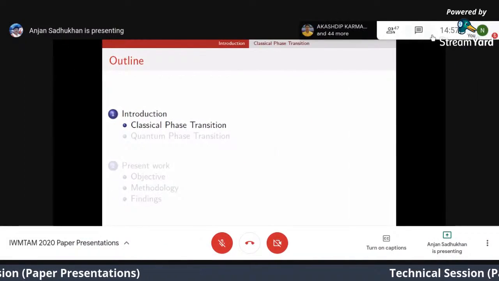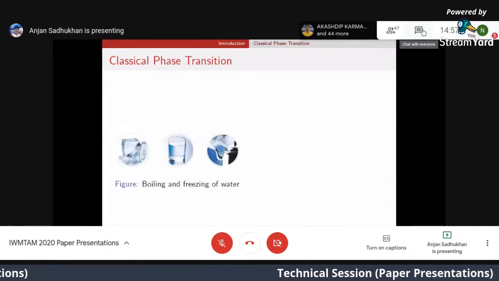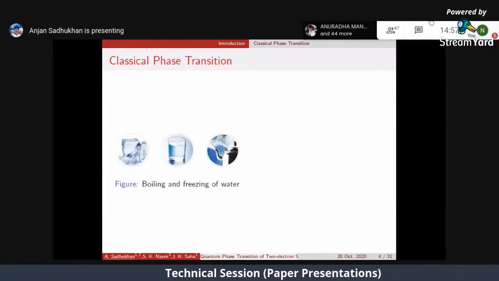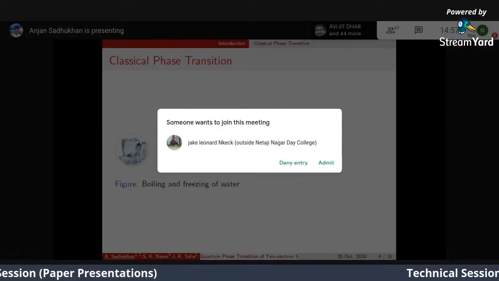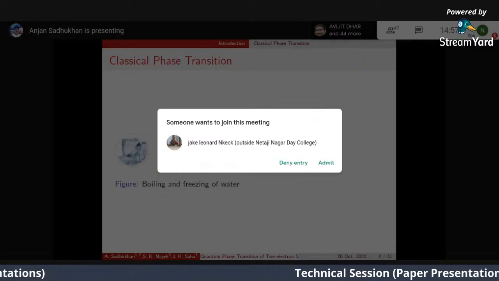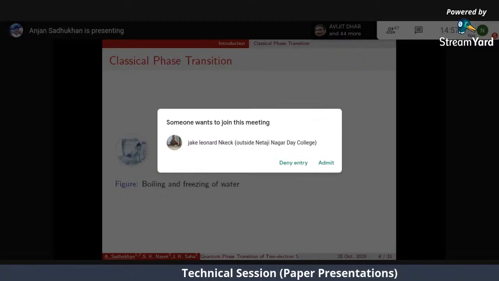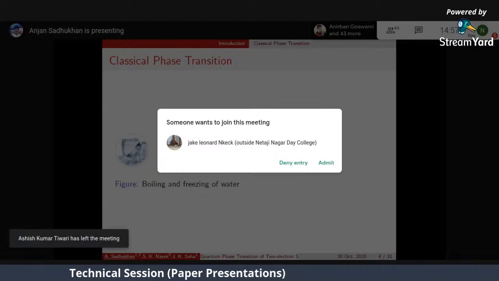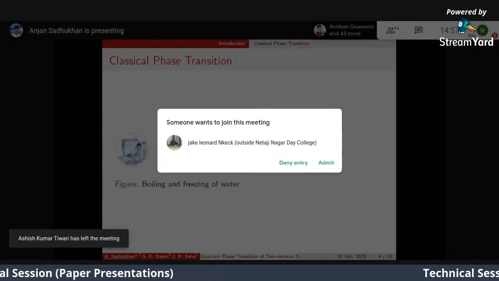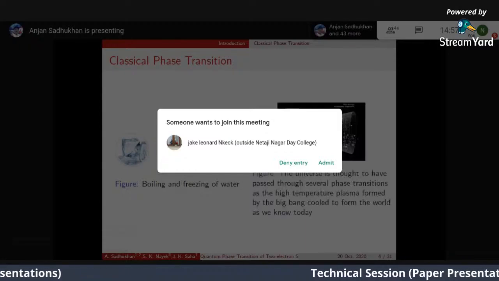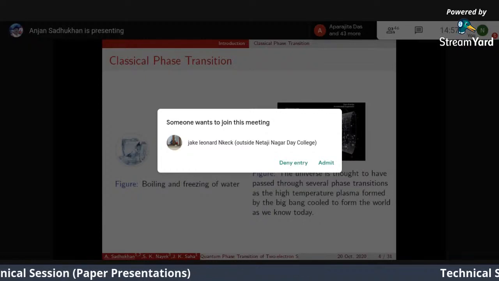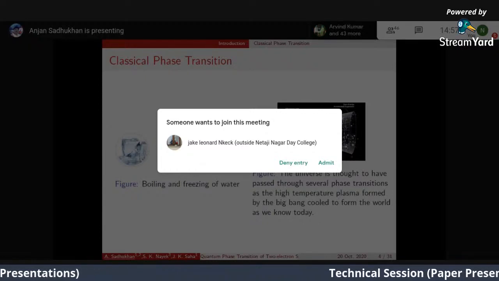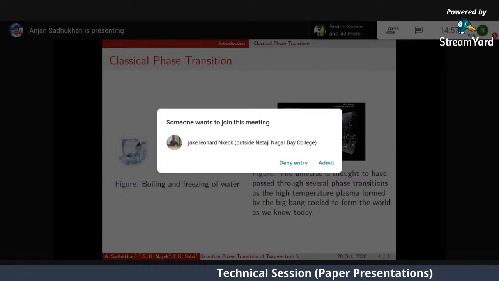So first of all, let me start with classical phase transition. Whenever we hear this term phase transition, the most common example that comes to our mind is water boiling to steam or water freezing to ice. Basically, nature abounds with phase transitions. Our universe is also thought to have passed through several phase transitions as the high temperature plasma formed by the Big Bang cooled to form the world as we know it today.